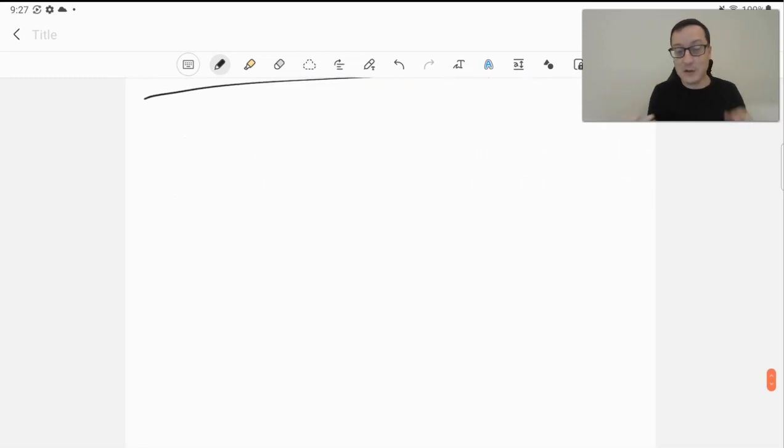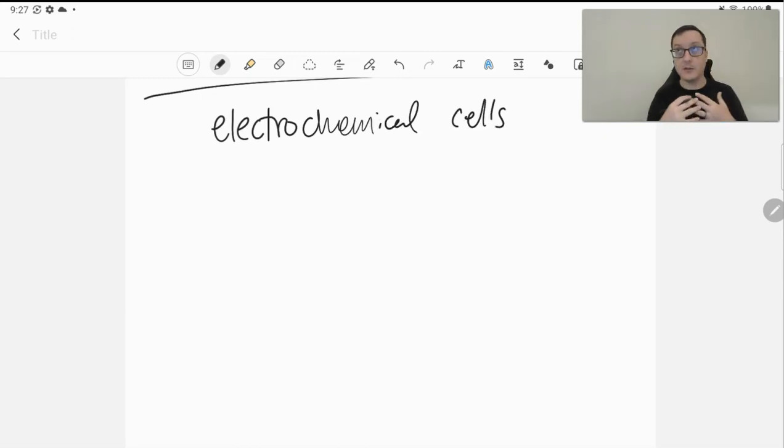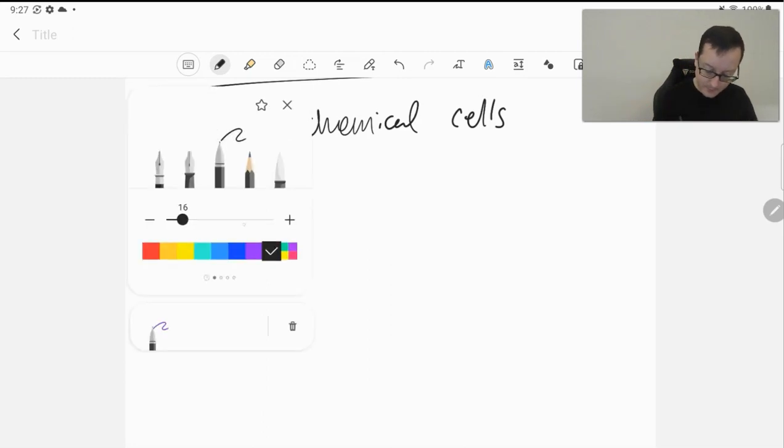All right, now that we've looked at galvanic cells, let's take a look at determining how much electricity flows through when we're looking at these. So we're looking at now the electrochemical cells. And let's put a few kind of terms here.